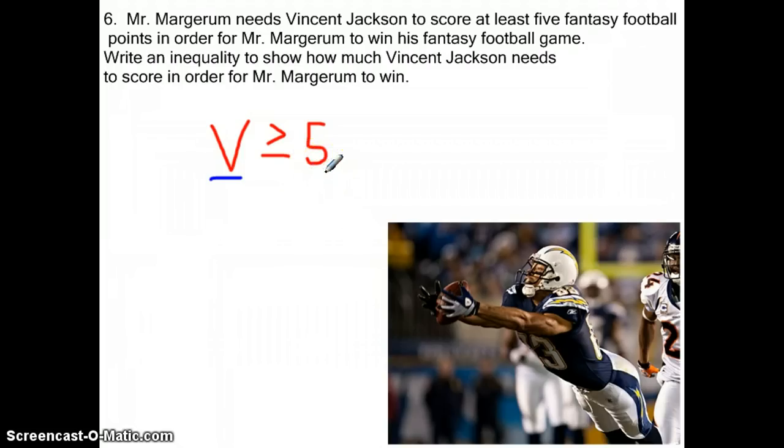If you think about it, that makes sense. If he needs at least 5 points, he can get 5 points and I can still win. Or he can get more than 5 points and I can still win. So the correct symbol you should have used is greater than or equal to 5.